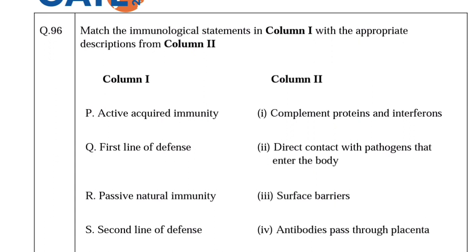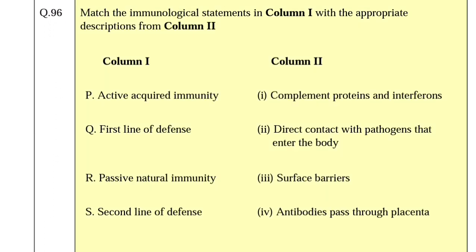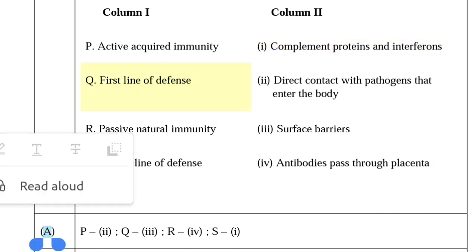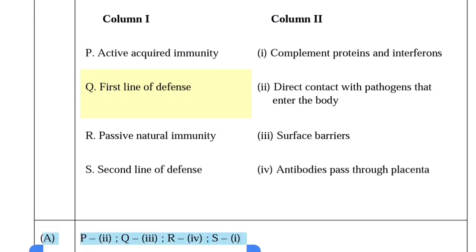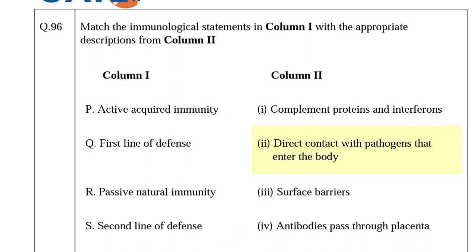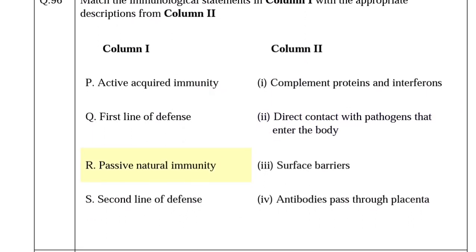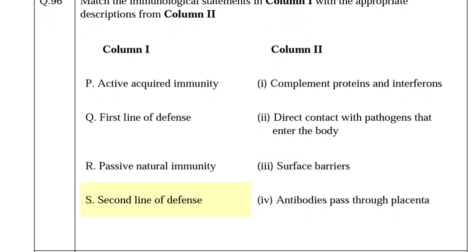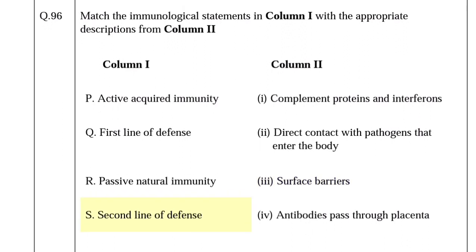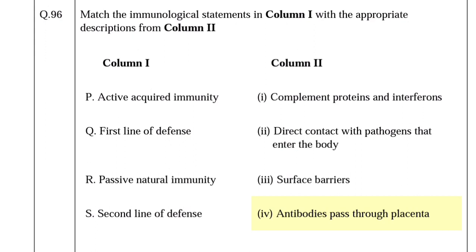Match the immunological statements in column 1 with the appropriate descriptions from column 2. Column 1: P. Active acquired immunity, Q. First line of defense, R. Passive natural immunity, S. Second line of defense. Column 2: I. Complement proteins and interferons. II. Direct contact with pathogens that enter the body. III. Surface barriers. IV. Antibodies pass through placenta.